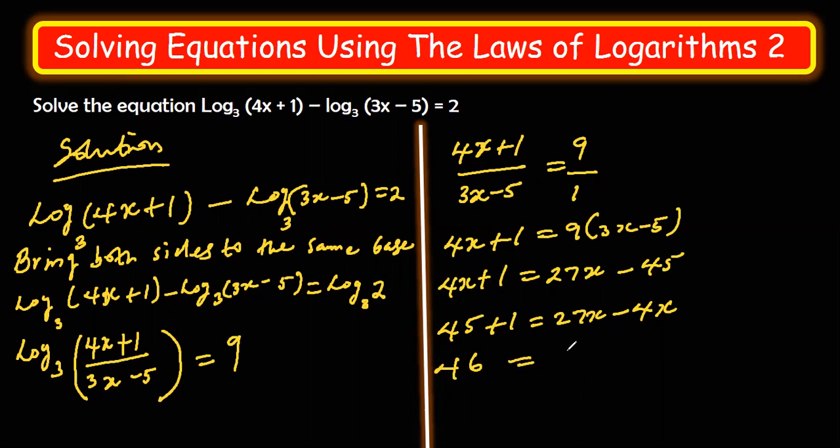We should have 23x. So dividing both sides by 23, since we are looking for x, we say our x is equal to 46 divided by 23. This cancels this, and we should have 2. Therefore, we can say that x is 2 for this. Okay, this is how to solve this logarithm. Let's move to another problem.